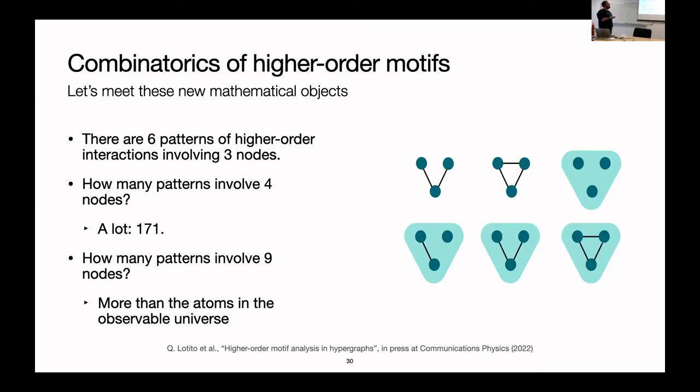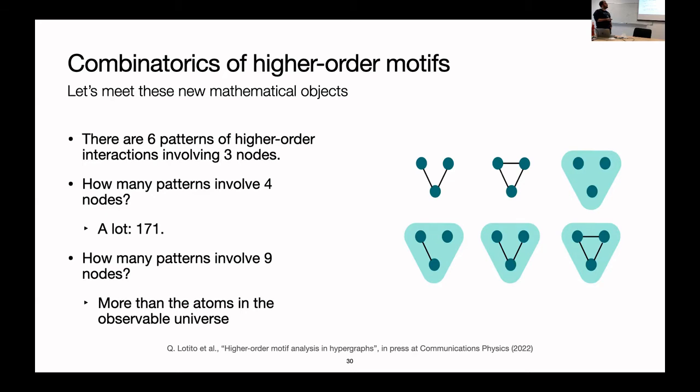So let's try to understand what these patterns are. We have 6 possible patterns of interaction, potentially higher order, involving 3 nodes, and I reported them at the right of this slide. We noticed that there are 2 patterns that do not involve any group interaction, while there are 4 patterns that involve at least one group interaction, and the green shaded area represents a group interaction there.